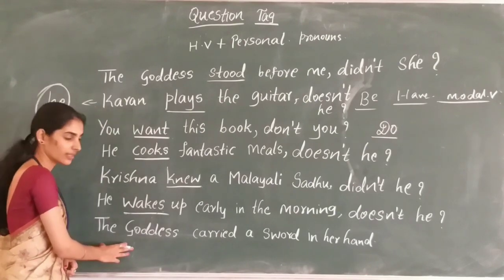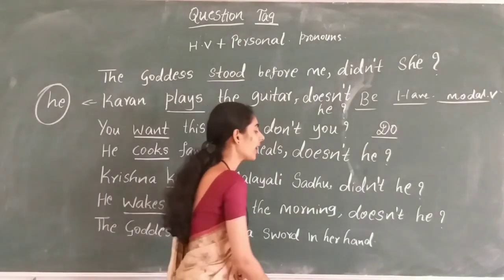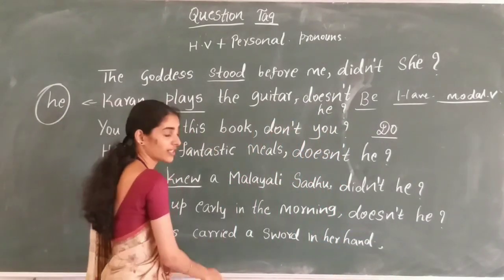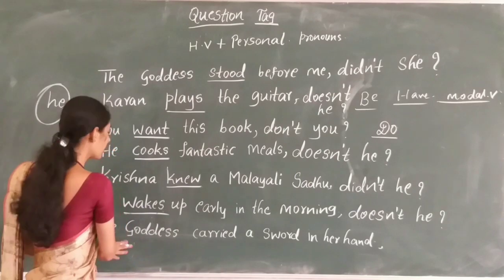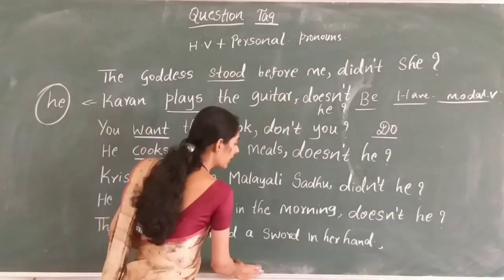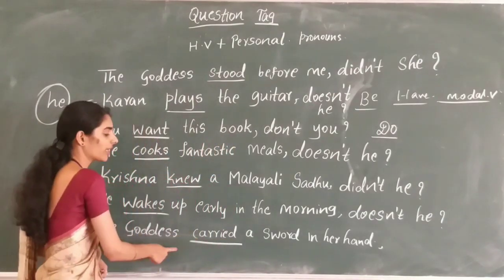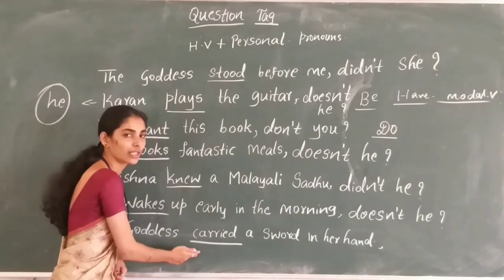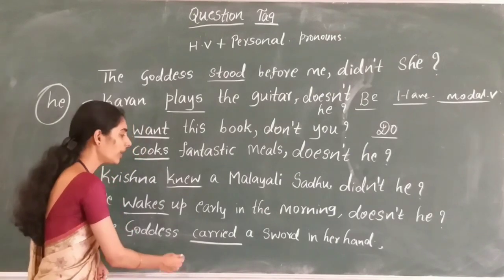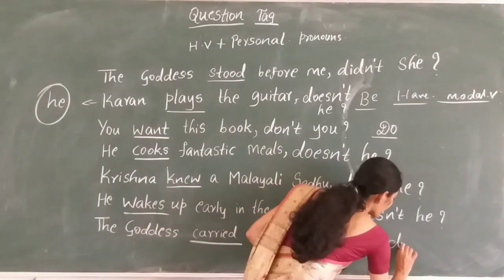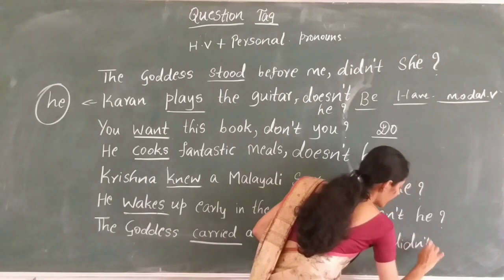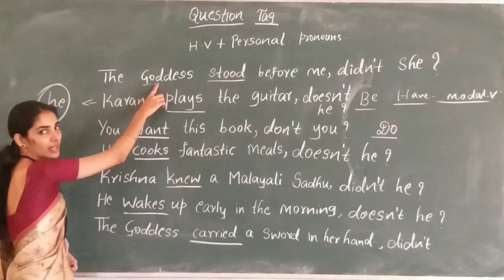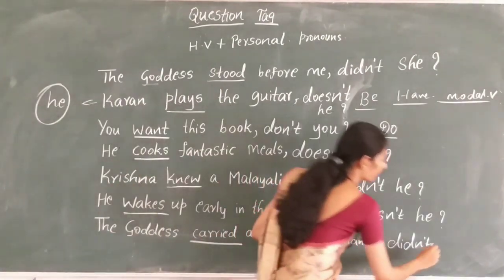Look at the last sentence here. The goddess carried a sword in her hand. What do you mean by sword? Khadga. So the goddess carried a sword in her hand. Here the verb is carried, which means this is the past tense. So now it takes did. Did and then write n't. Didn't goddess. Again, what do you have to write? She. So didn't she?